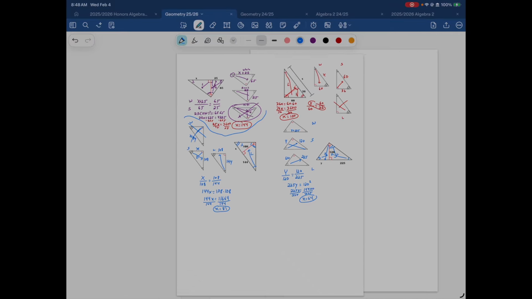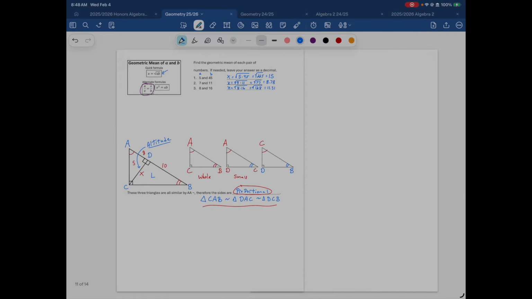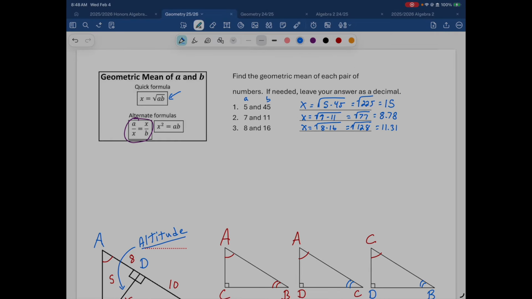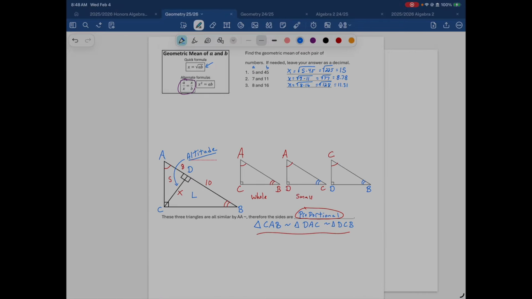So two parts to it today. The geometric mean. I'm going to rewind here just a little bit to remind you what geometric mean is. Remember, geometric mean is kind of a different way to calculate average, a specific average, I guess. A couple formulas for that. So we found that first, and then we went in and talked about similarity and right triangles.